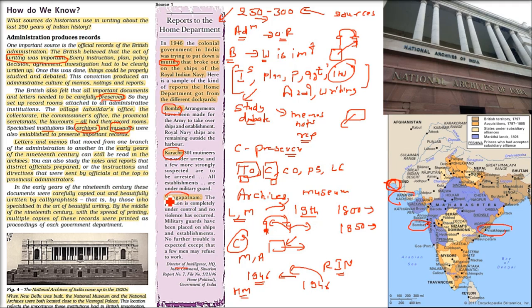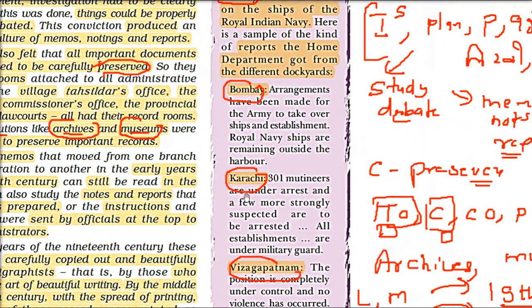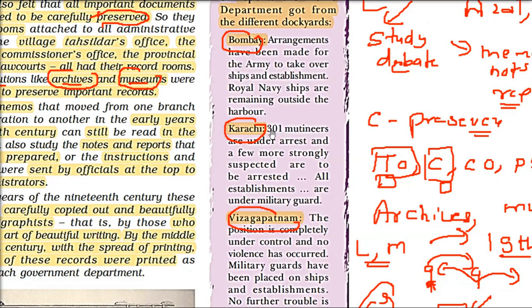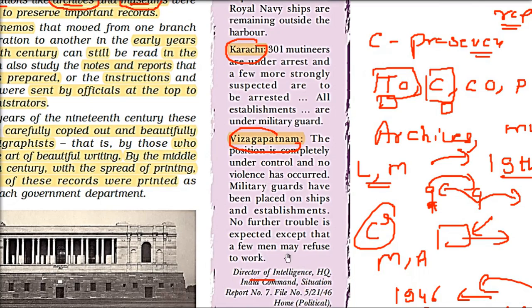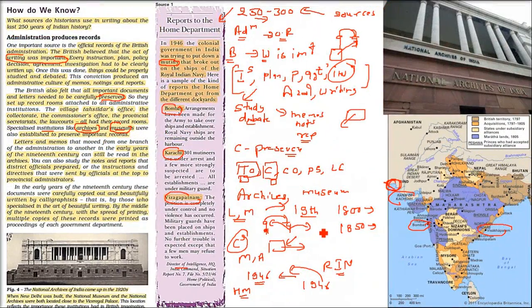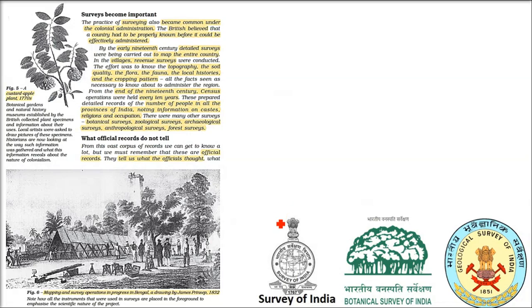For example, in Karachi and Visakhapatnam, Karachi was saying that around 301 mutineers, see here. So I'll just give an example of Karachi, that around 300 plus mutineers, that is the rebels, were under arrest, and some who are suspected are also being arrested. And in Visakhapatnam, the information that went to the center headquarters was that everything is fine and we are taking care of everything. No further trouble is there. So what I'm trying to say here is that museums and record rooms were very important.